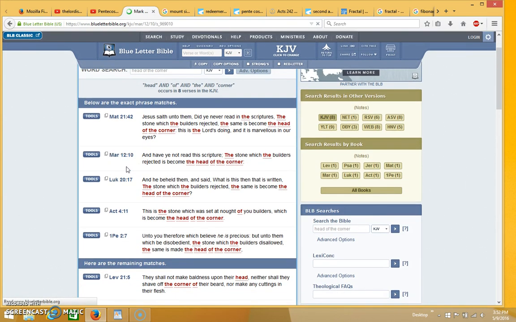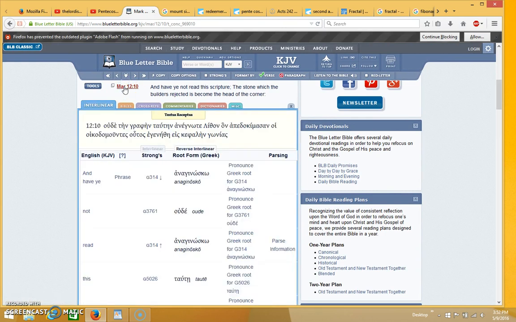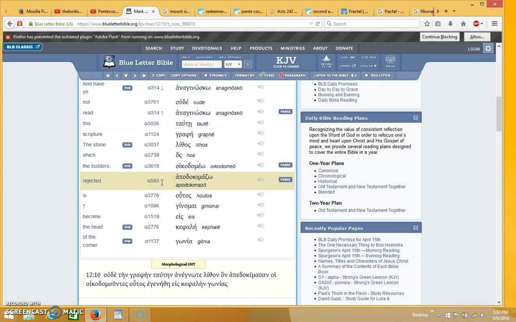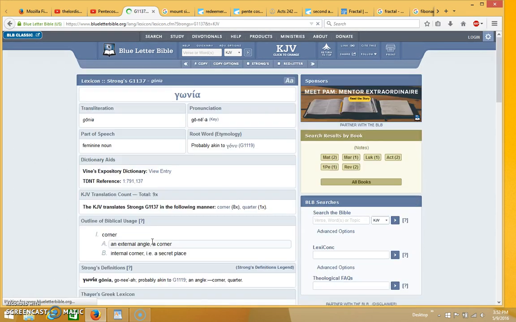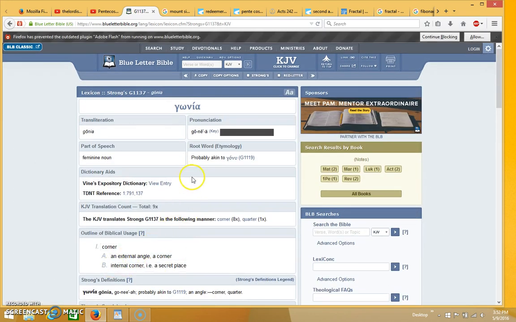Okay, let's just pull this one up. And you see over here, this word right here is head, and this word right here is corner. And it's actually the word which means angle. It's an external angle. It's like when you have words like pentagon, or any word that ends in G-O-N, it forms an angle or corner.